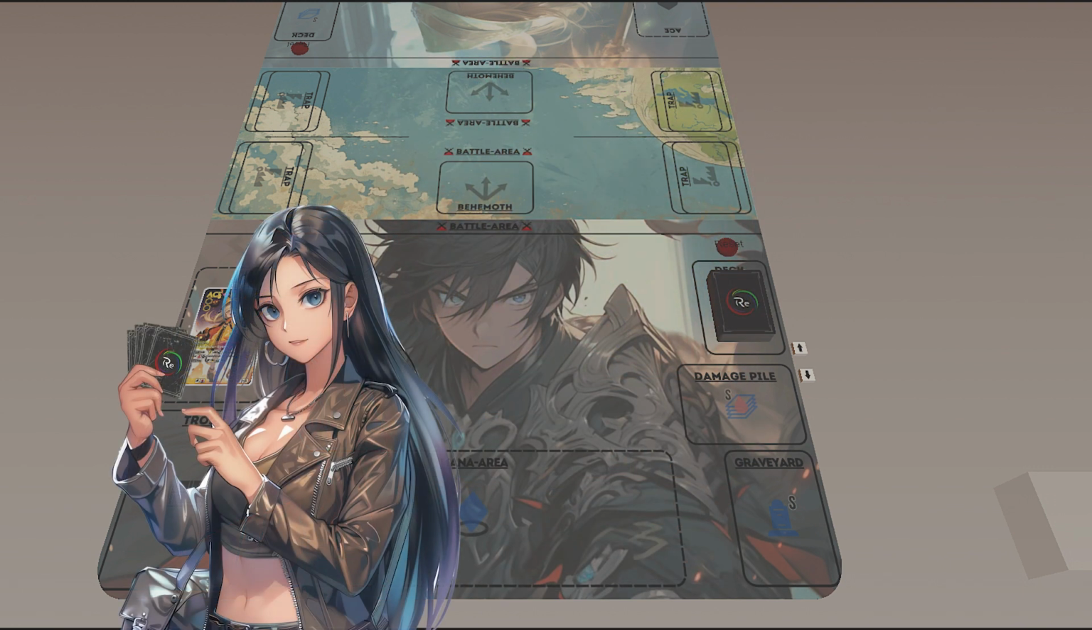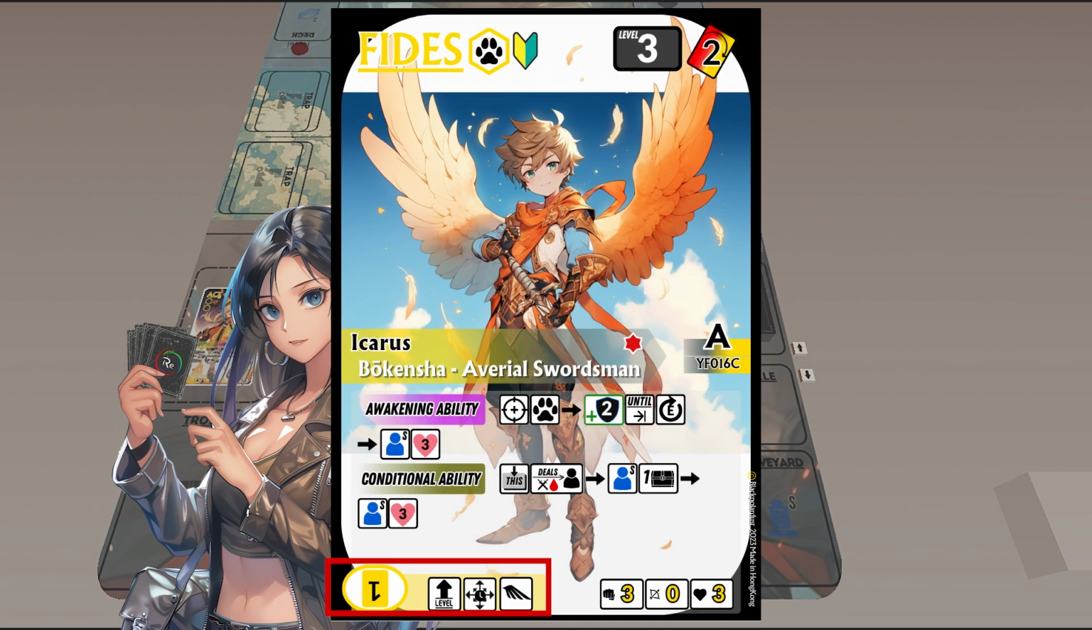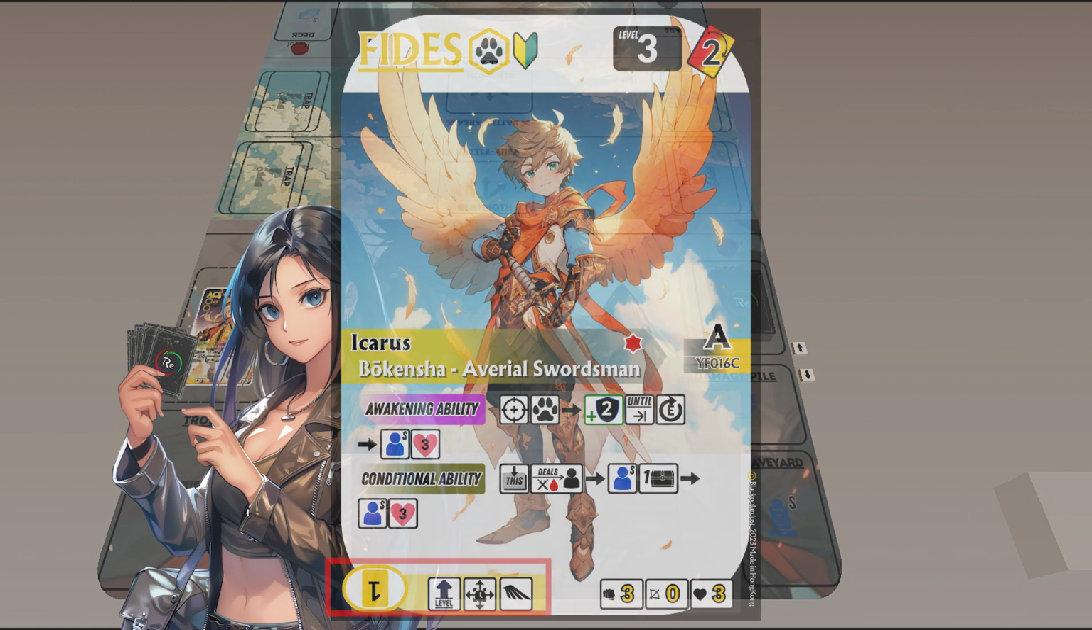Some cards in this game have a special symbol called the common trait symbol. Common traits are abilities that are frequently used throughout the game, so they're considered a standard part of the card's text. To find out more about each common trait and how it works, please refer to the official rulebook.